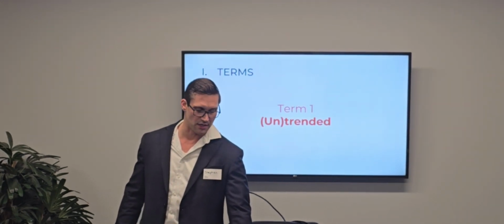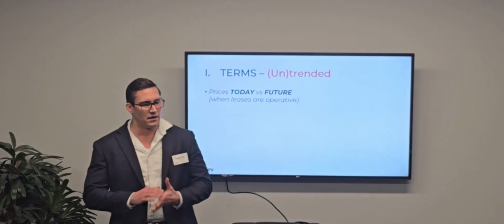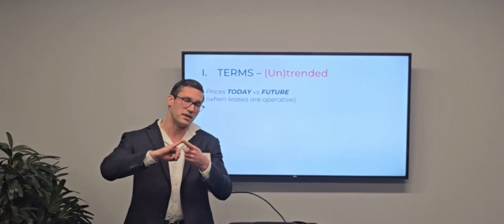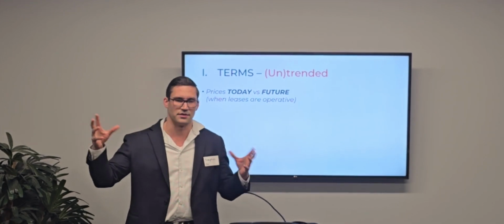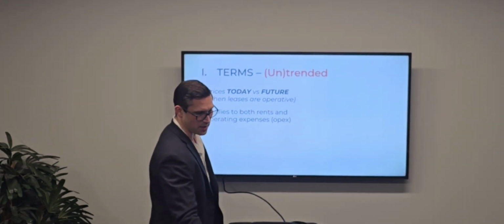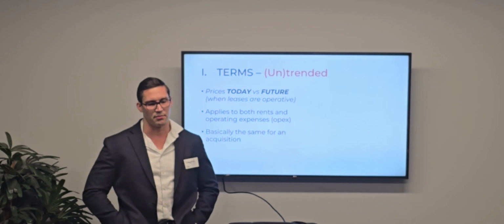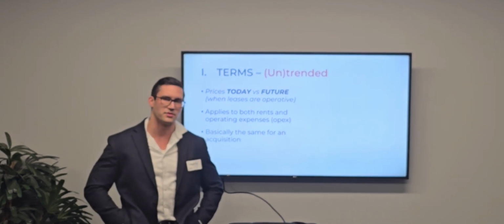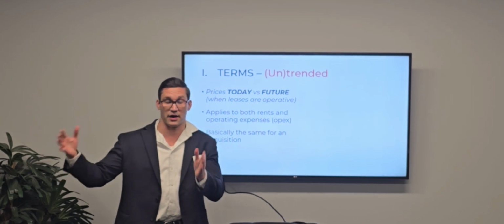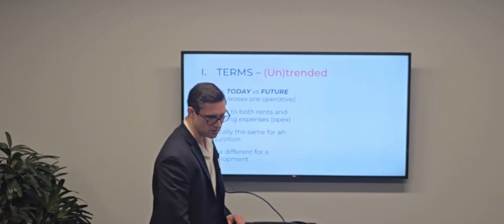The first I'm going to go over is the concept of trended and untrended. I don't know if this is commonly understood, but untrended means today's prices, whether rents or operating expenses. Trended means the future, and the future is relative, depending on when our leases are going to start. It applies to both rents and operating expenses. If we're looking at an acquisition, there's a pretty small difference between trended and untrended rents. If you're looking at a building where the average rent is $30 a square foot a year, and you want to acquire it, next year's rents are going to be very similar to those untrended rents. So acquisitions don't get too complex, but developments do.